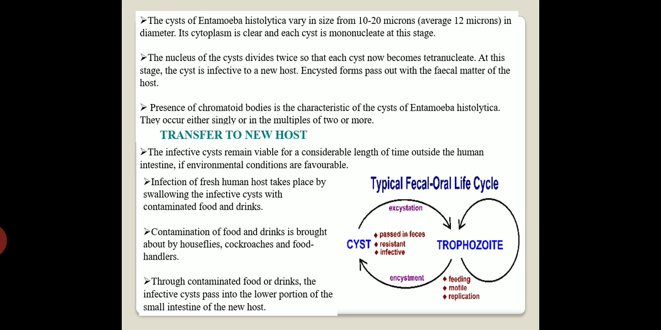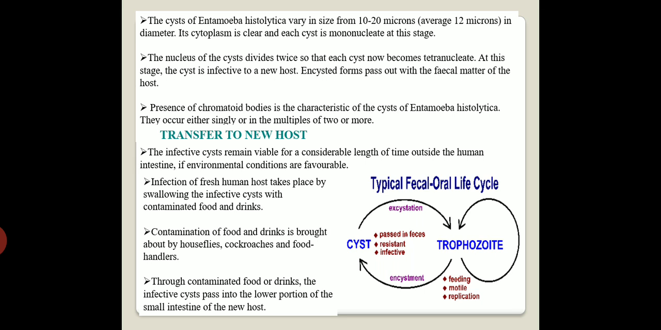The cysts of Entamoeba histolytica vary in size from 10 to 20 microns in diameter. Its cytoplasm is clear and each cyst is mononucleate at this stage. The nucleus of the cyst divides twice so that each cyst now becomes tetranucleate. At this stage, the cyst is infective to a new host.